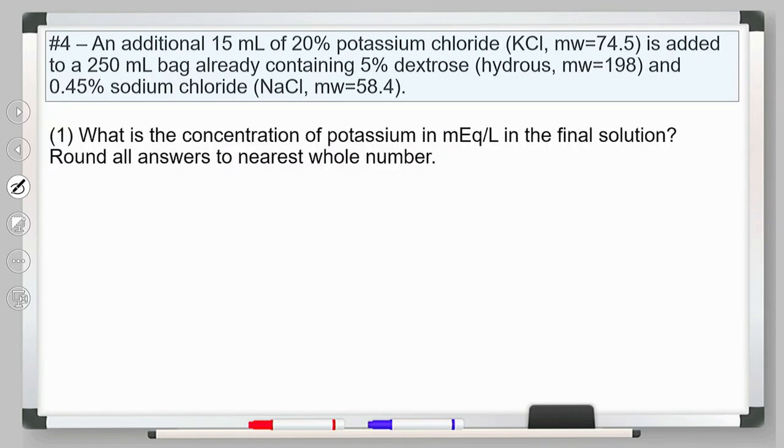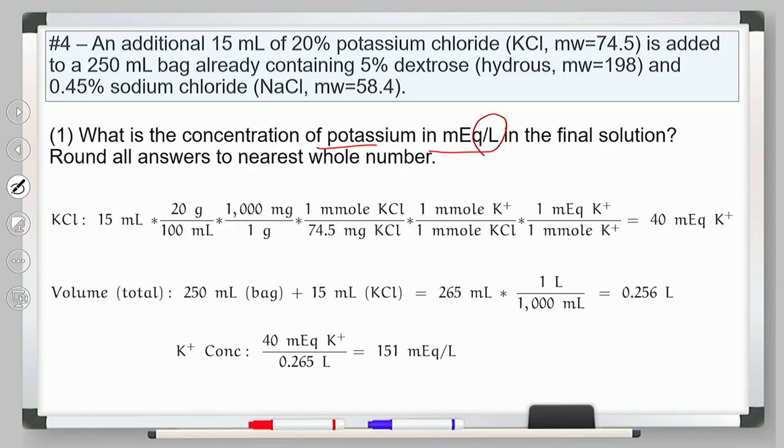All right? This is a little more interesting. This is about milliosmoles and milliequivalents. I should start with milliequivalents. So in this case, an additional 15 milliliters of a 20% potassium chloride solution is added to a 250 bag that already contains 5% dextrose and 0.45% sodium chloride. So the first question is about the potassium, and I want it in milliequivalents per what? Per liter. That'll be a little bit of a trick here.